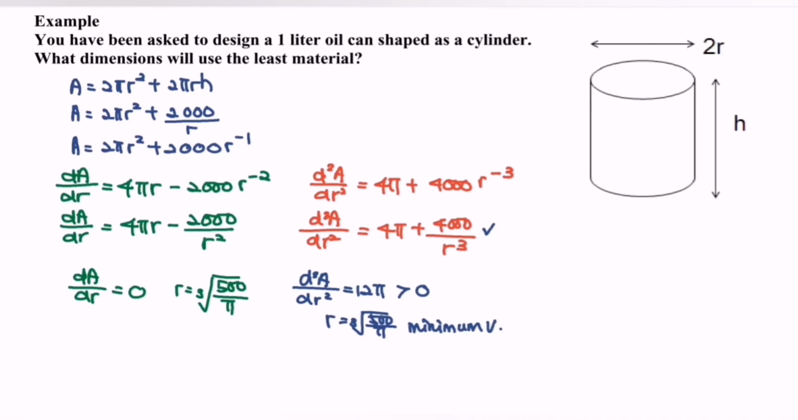For step number 5, get the optimum value of y equals f(x) if it is required. So in here, what dimension will use the least material? We need to substitute the value r into the function where A equals 2 pi r squared plus 2000 over r. If we substitute r equals cube root of 500 over pi, we will obtain A equals 553.6 cm squared. So here we are, and thanks for watching.